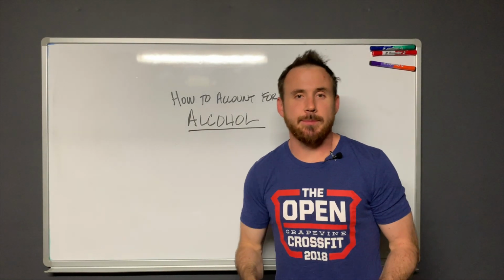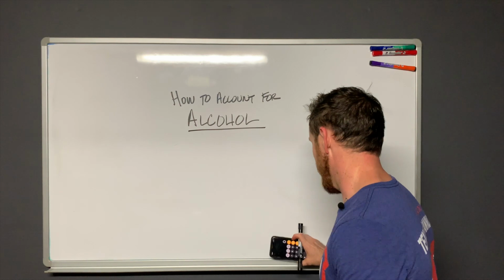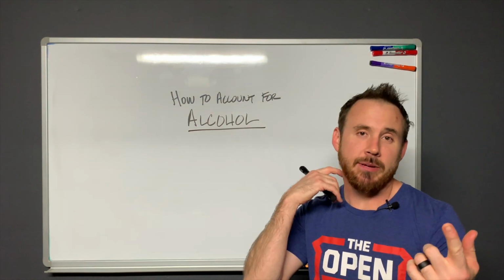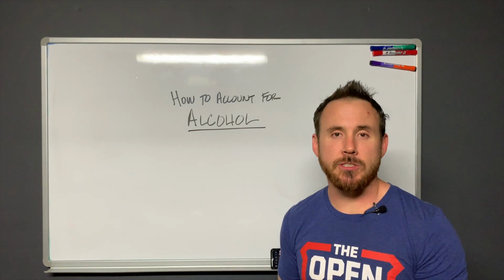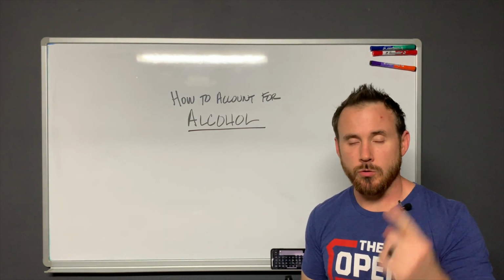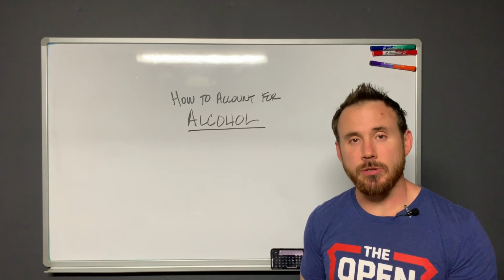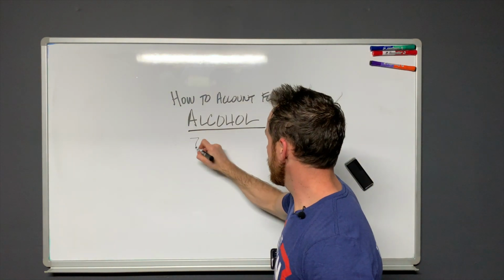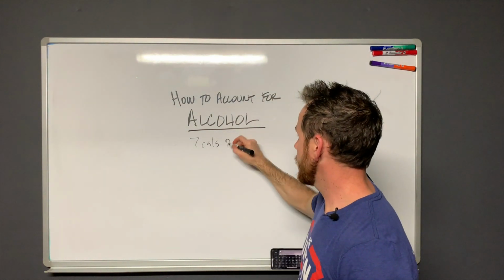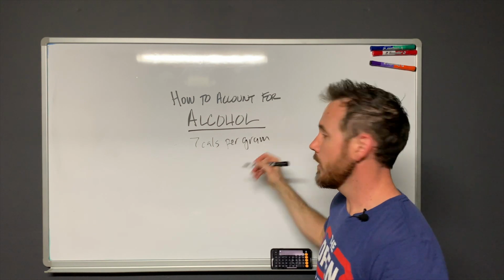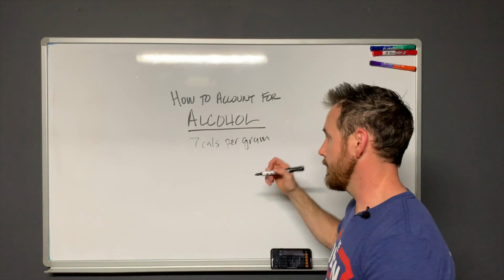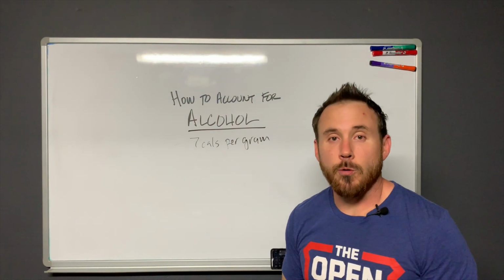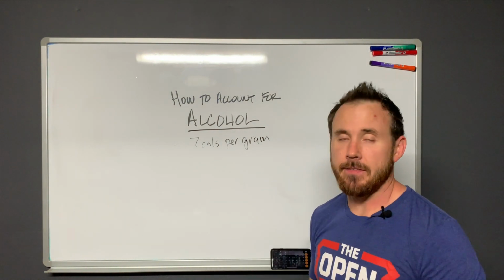All right, so yesterday I talked about macronutrients and the breakdown of macronutrients and proteins, fats, carbohydrates, and alcohol. I mentioned that proteins were 4 calories per gram, fats were 9 calories per gram, carbohydrates were 4 calories per gram, and alcohol was 7 calories per gram. So that means if you had 20 grams of alcohol in a beverage, you would have 140 calories in that drink.